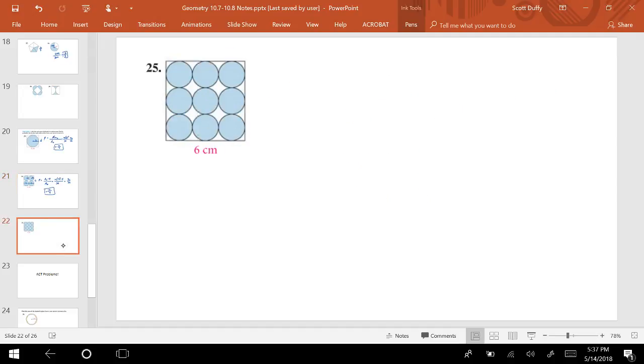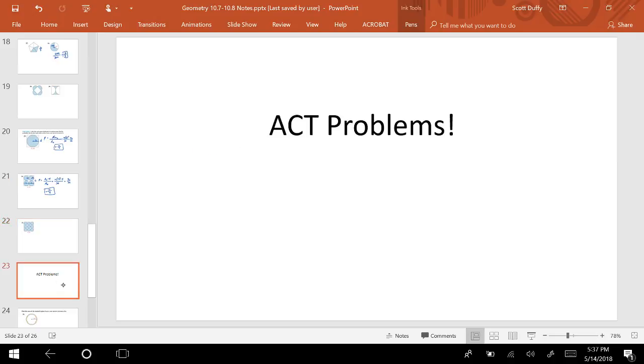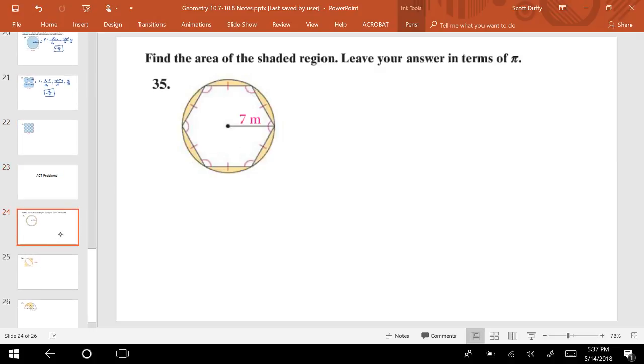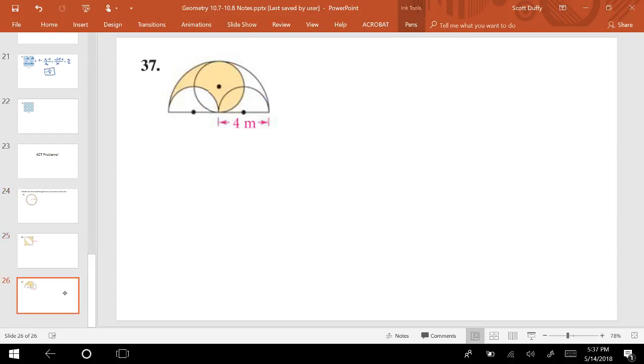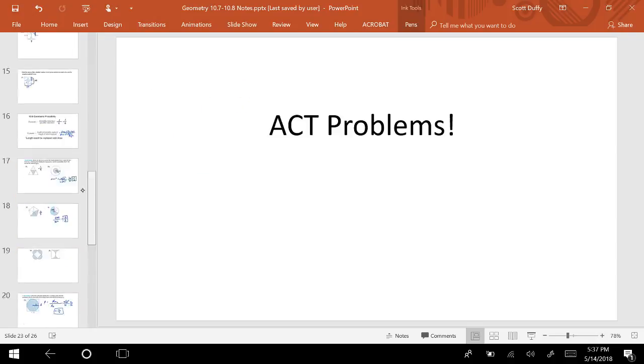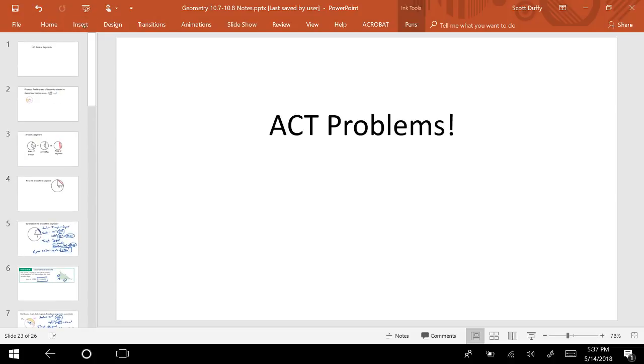Go ahead and do the last one, and then do the problems. Try your best on these. These are ACT type problems, and we will discuss these in class. That is all of your homework, so print this out and follow along, or do it in your notebook. Good luck.